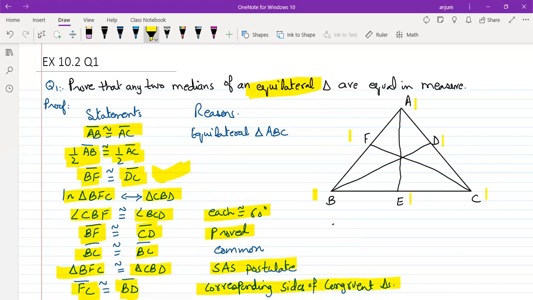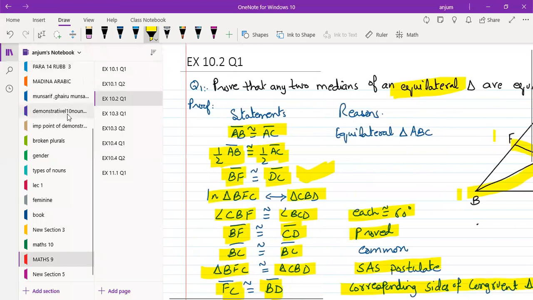So we can see in the figure that FC, which is this one, and BD, these two are the medians. So these are congruent to each other. And we have proved that any two medians in an equilateral triangle are congruent to each other.